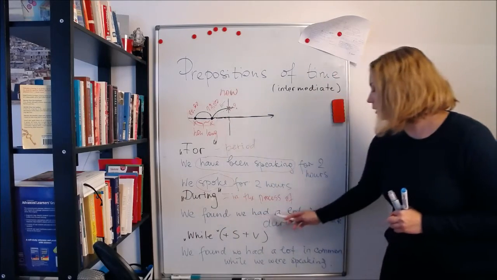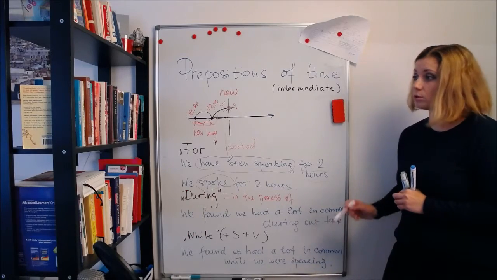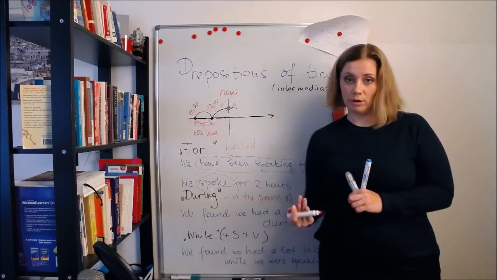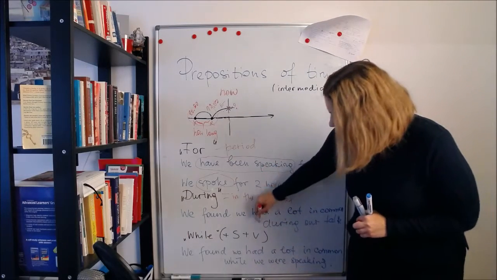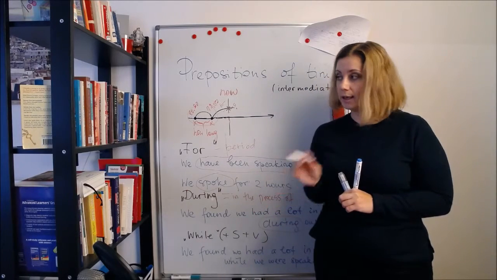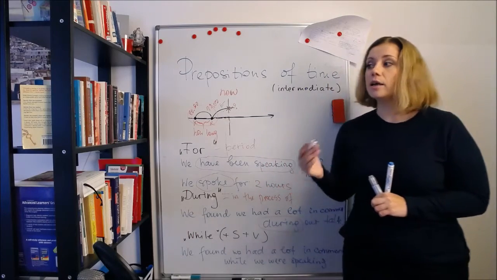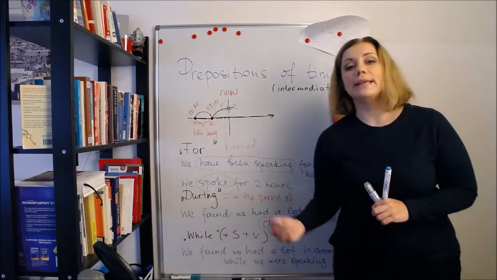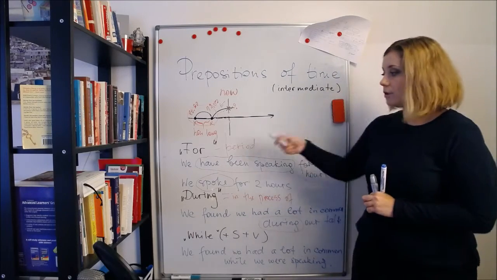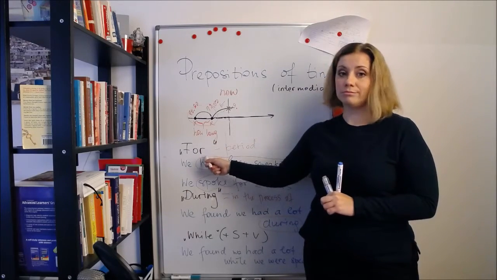We found we had a lot in common during our talk, during our conversation. So while we were speaking, during, in the process of our conversation. So never use during with any kind of numbers. It's not possible. It's one of the most typical mistakes in English, so please don't do that, okay? During. If you can replace it with the phrase in the process of, it is during. If you have the number, if you have the how long, it should be for, okay?